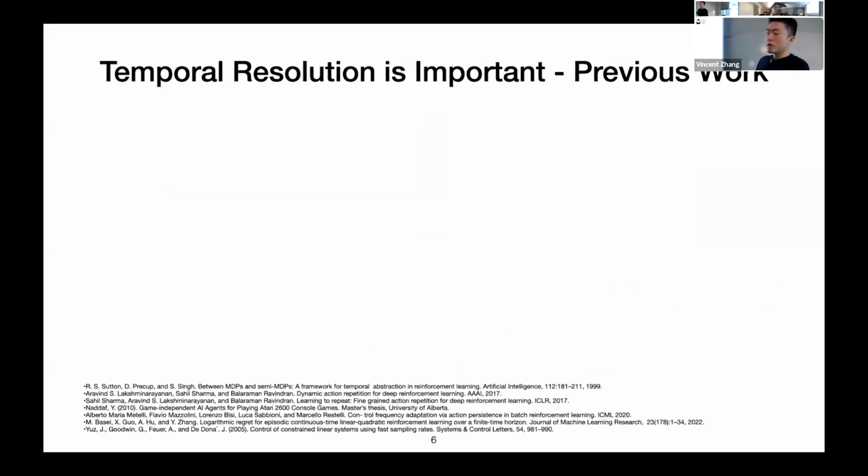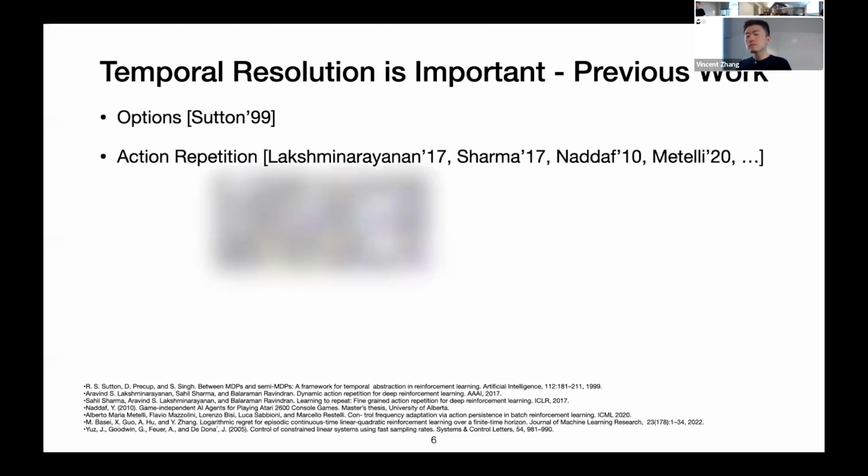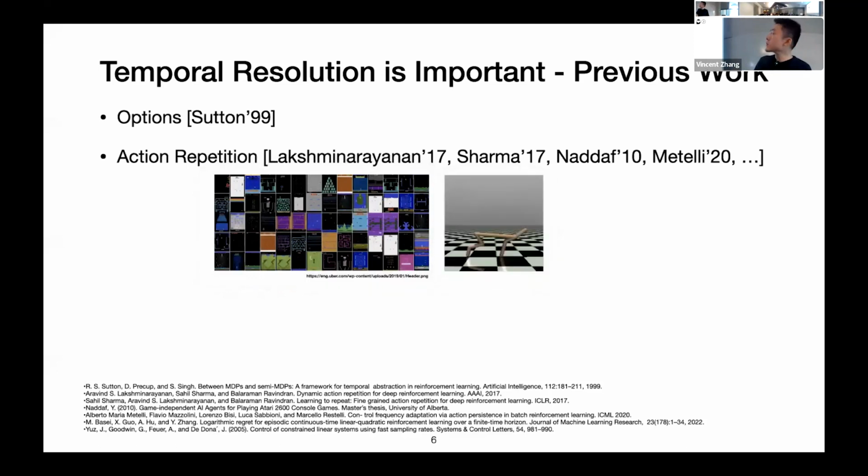So I just wanted to look at the previous work. We already know that temporal resolution is important. For example, we have the options framework, which is quite flexible and is used in many settings. Sorry, I have to explain what options is about. It's about temporal abstraction. You first commit to some temporal resolution, and then you decide whether you want to apply some control over a longer time span rather than just each single time step.